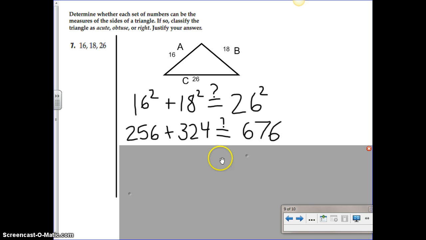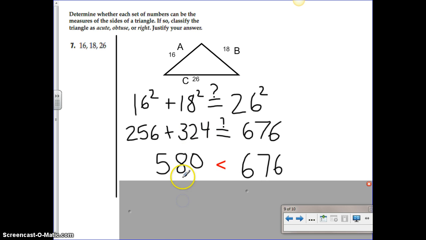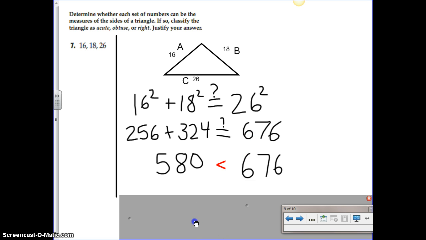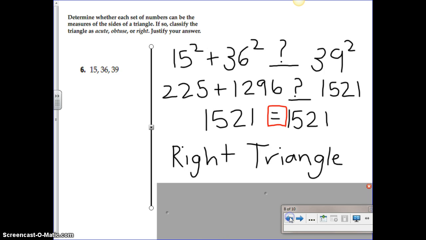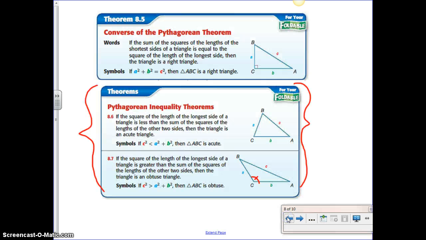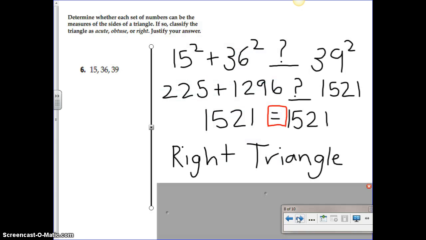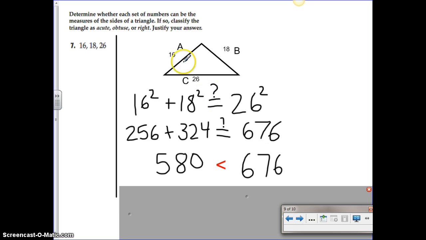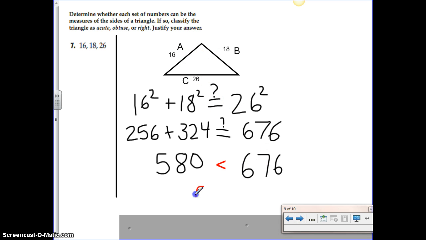So after doing our math, we see that 580, which is the total of our a squared plus b squared, is less than 676, which is the total of our c squared. So if we go back to look at those theorems, our c squared is greater than our a squared plus b squared. So we have this right here, which means it's actually an obtuse triangle. So even though I drew my drawing as acute, it's actually obtuse.